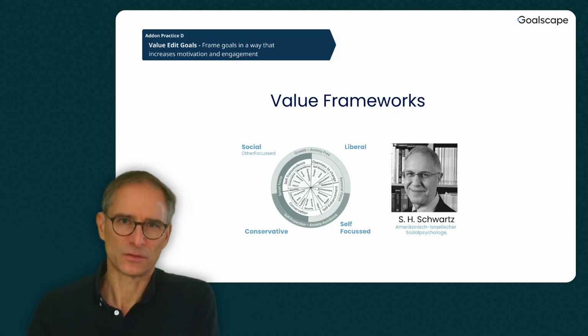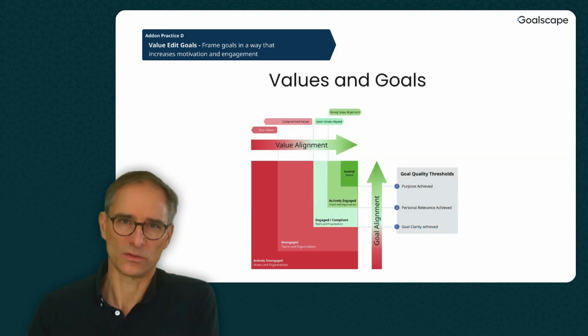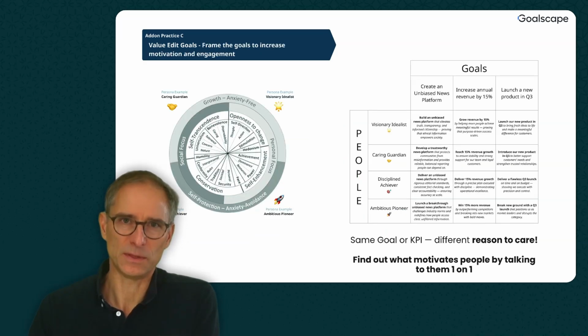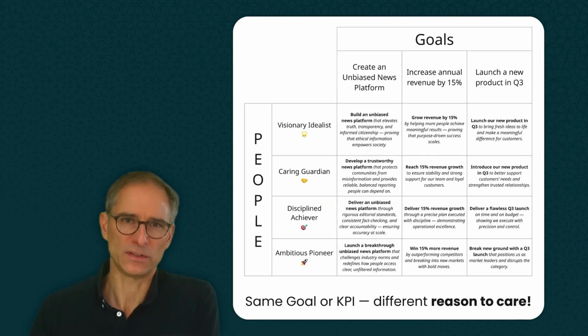It is not enough to align goals. Values must align as well. When values and goals align, engagement rises, resistance drops, and performance improves. Misalignment, on the other hand, creates invisible friction. So value-editing goals to make them relevant for the people who are supposed to achieve them is our final recommended practice. Same goal, different reason to care.